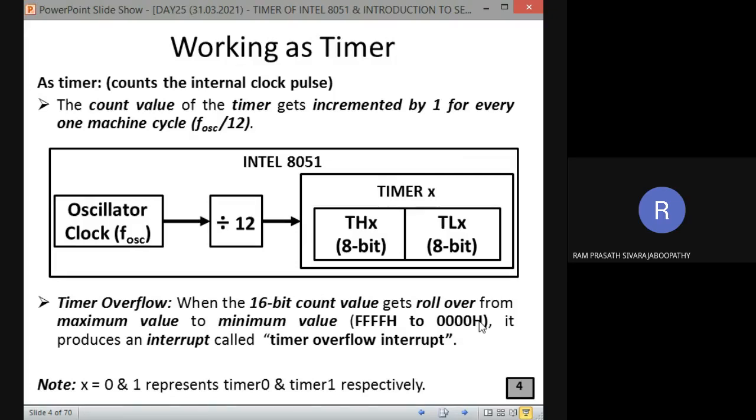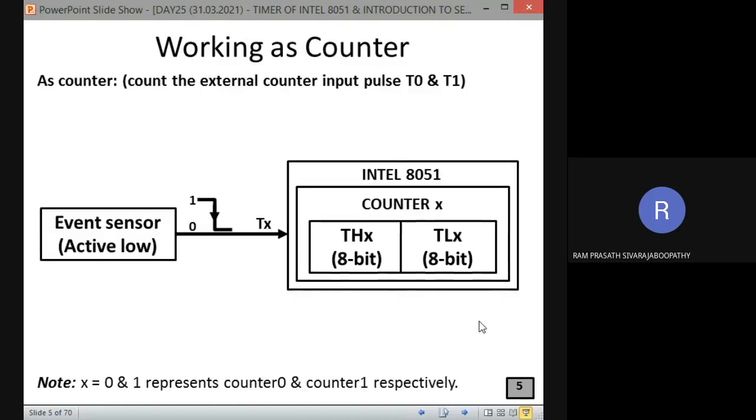Fine. So we are having two timer overflow interrupts, one for timer 0, the other one for timer 1. So these are the two internally generated interrupts, whenever the timer gets overflow. Next, what about a counter?